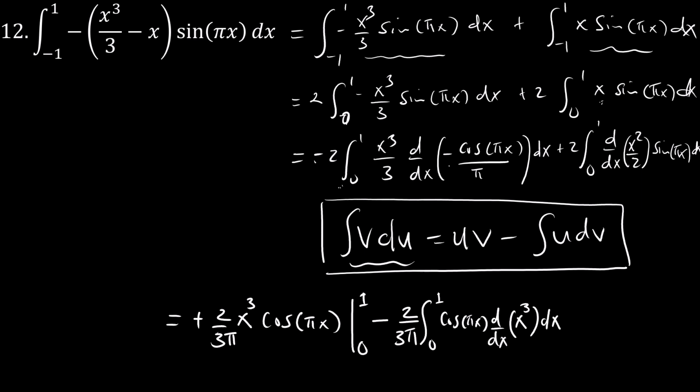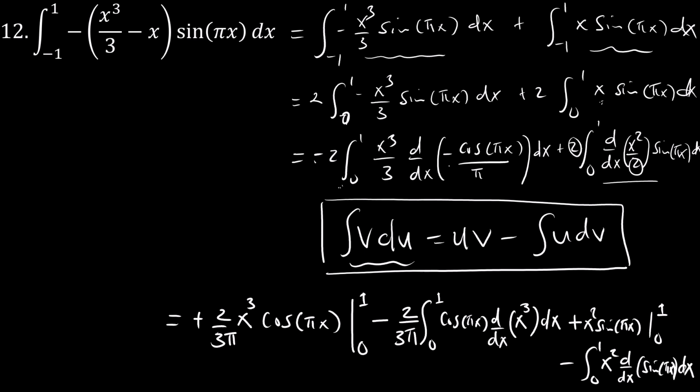And then focusing on this part here, we have uv is going to be equal to this 2 and this 2 interact, so we have just x squared sine pi x from 0 to 1, minus the integral from 0 to 1 of x squared times the derivative of sine pi x. Okay, so this is good.